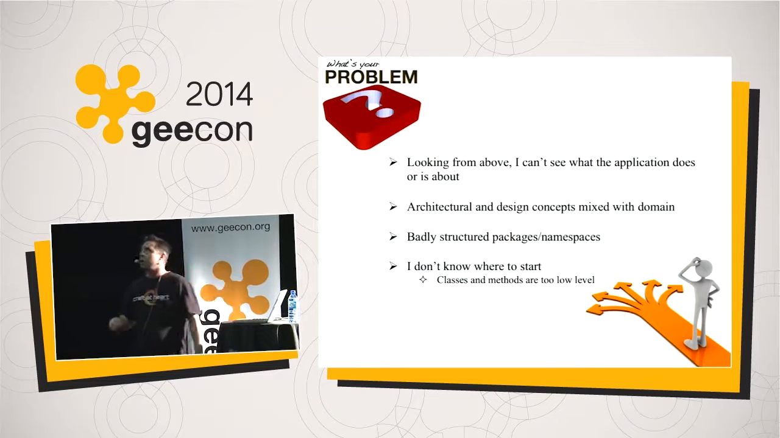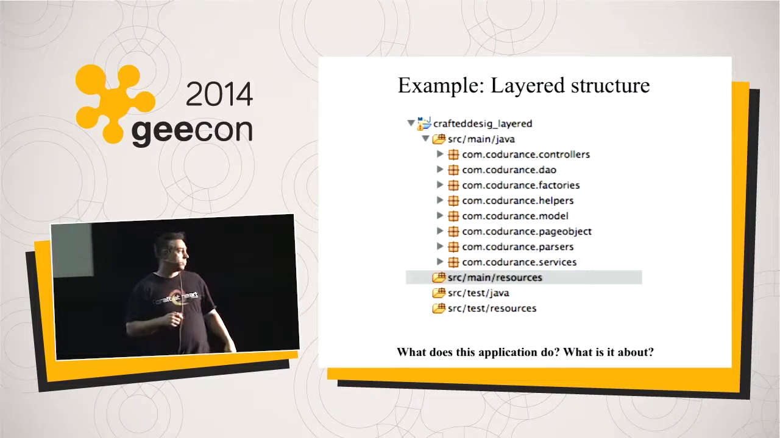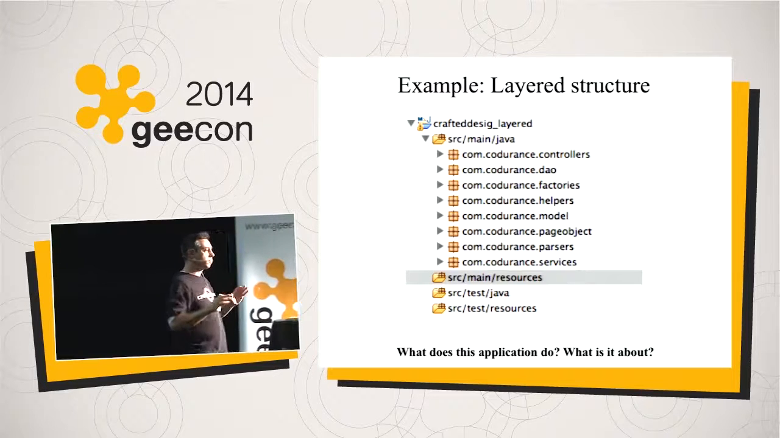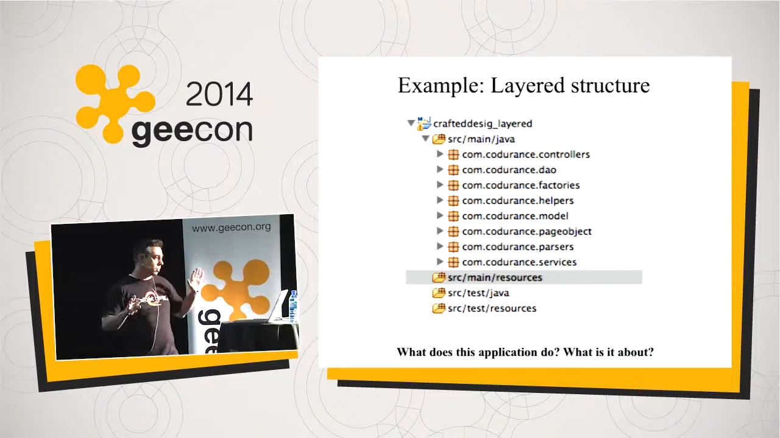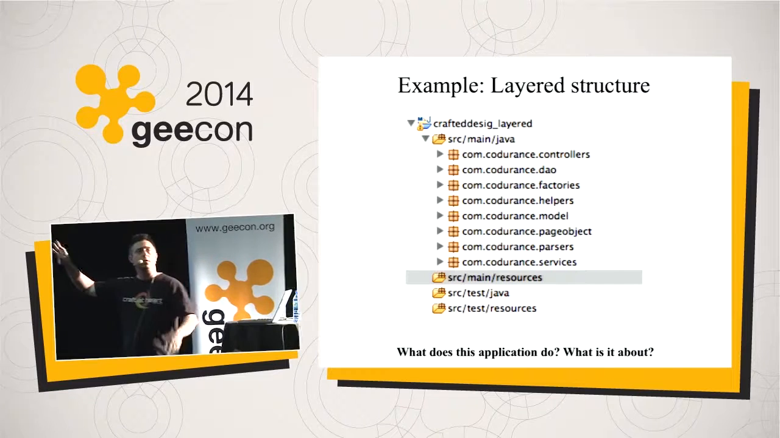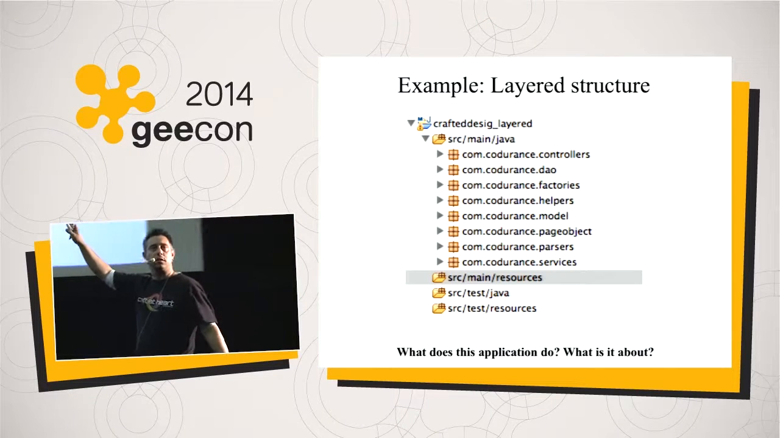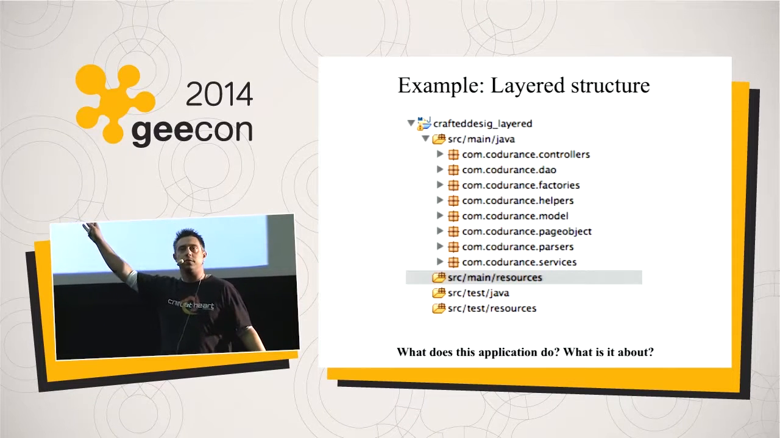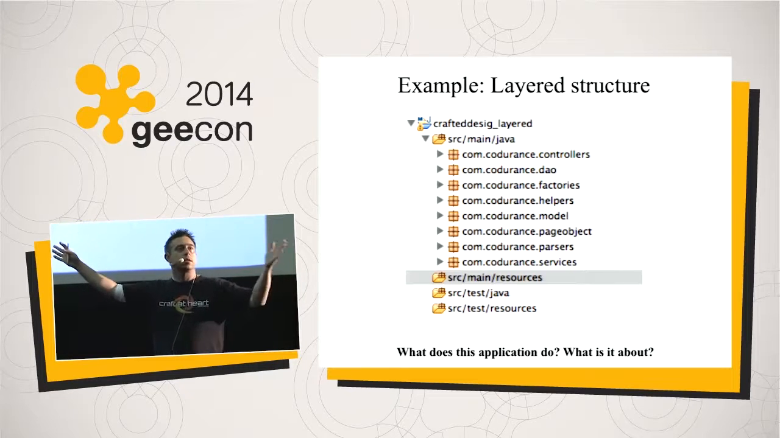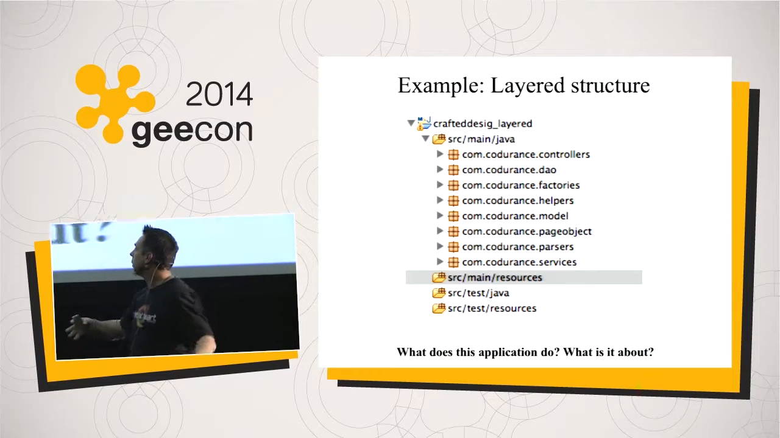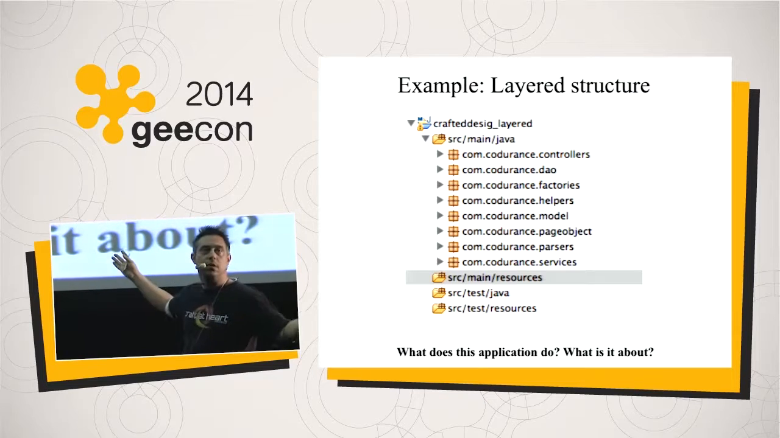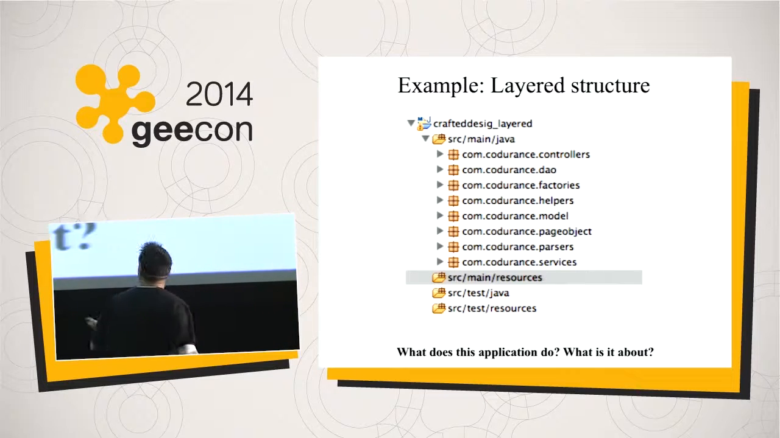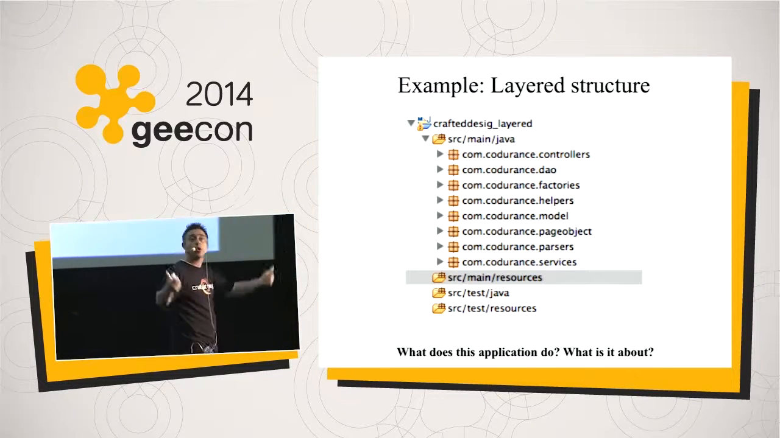So I'll give you a few examples. Package structure, layered structure. How many of you structure your code like that, or have seen that before? See, that's what I'm talking about. What the hell does it do? What is it all about? I have no clue. Yeah, I have page object, awesome, right?